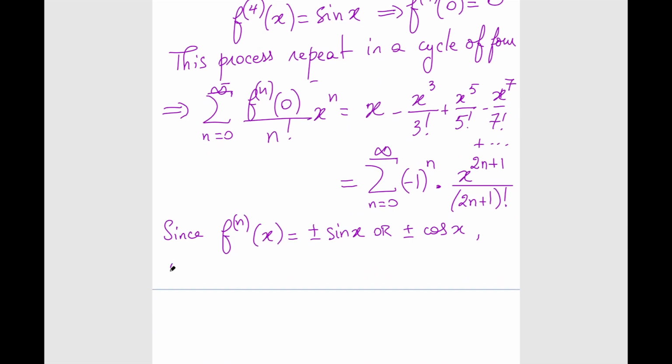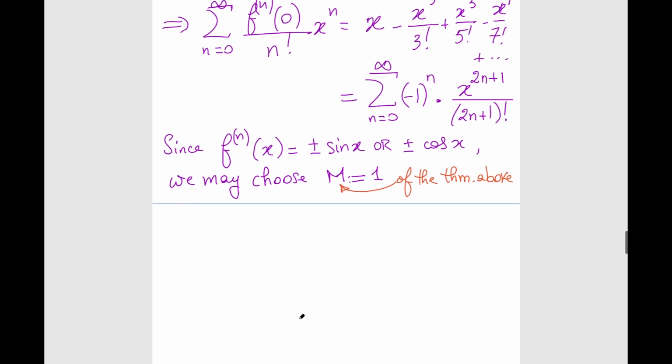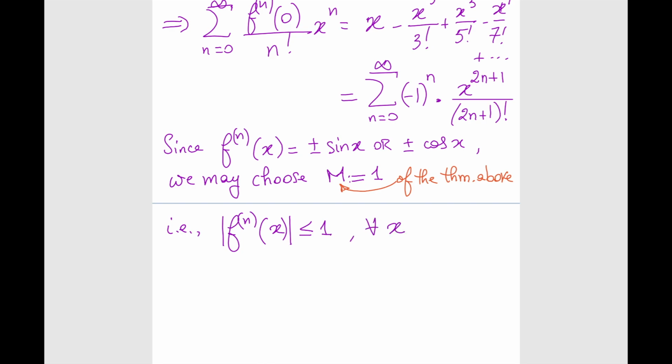correct? So we may choose M to be 1. M of what? Let's be clear on this. So M of the theorem, right? Of the theorem above. Makes sense? So as such, we get that the nth derivative of f at the point x in absolute value is less than or equal to 1, and this is for any x with absolute value |x - 0| = |x| less than r, and this is for any r positive, right, no matter what you choose for r.